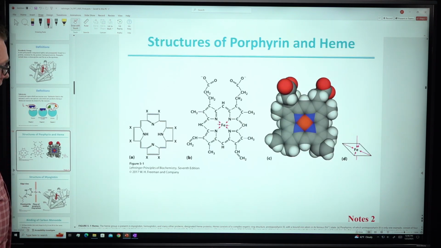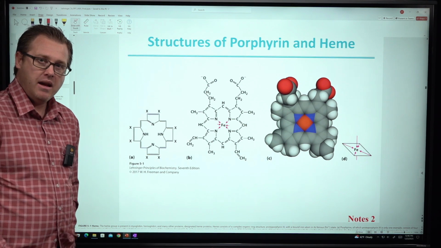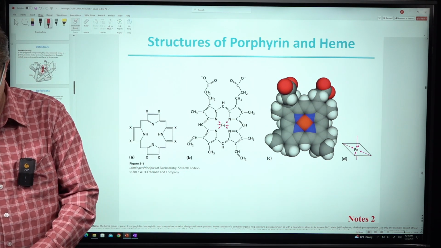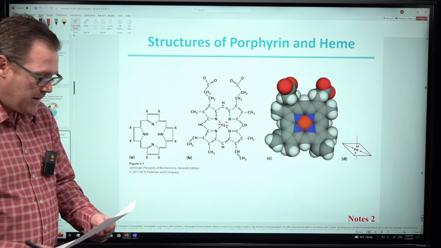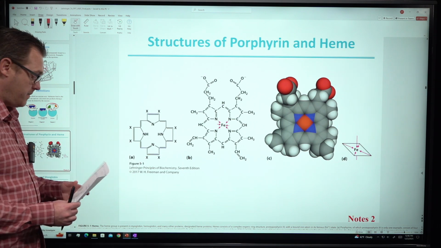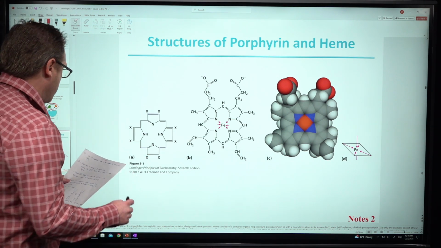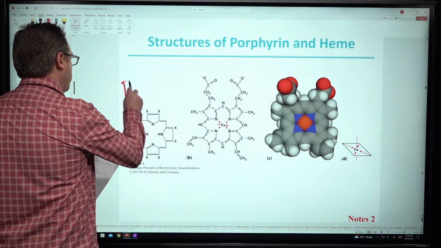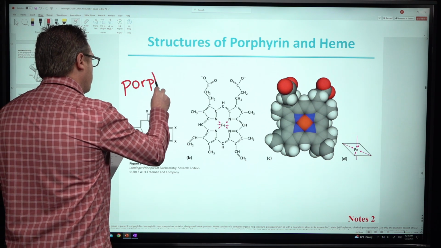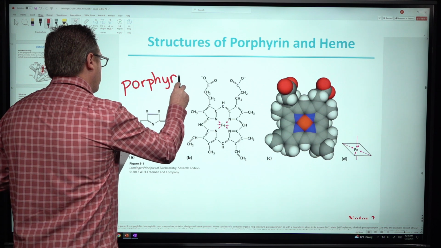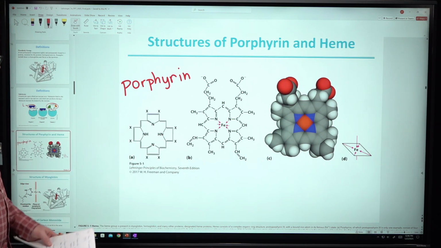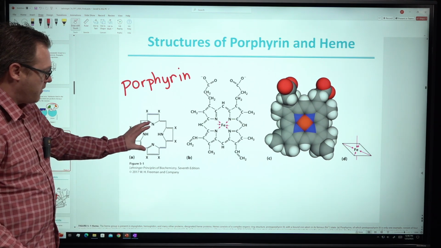So let's take a look at the structure of heme and break it down into its components. Okay. So let's look at figure A right here. Figure A is called a porphyrin ring. So that is a porphyrin ring.